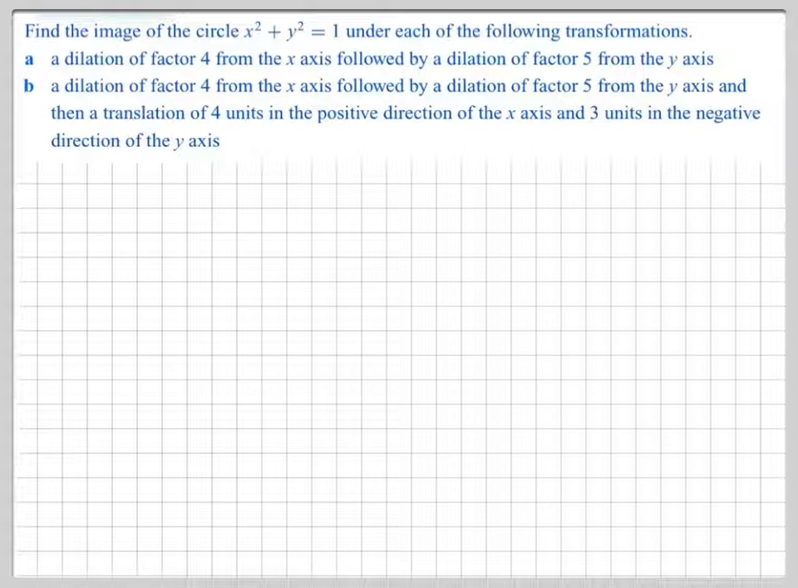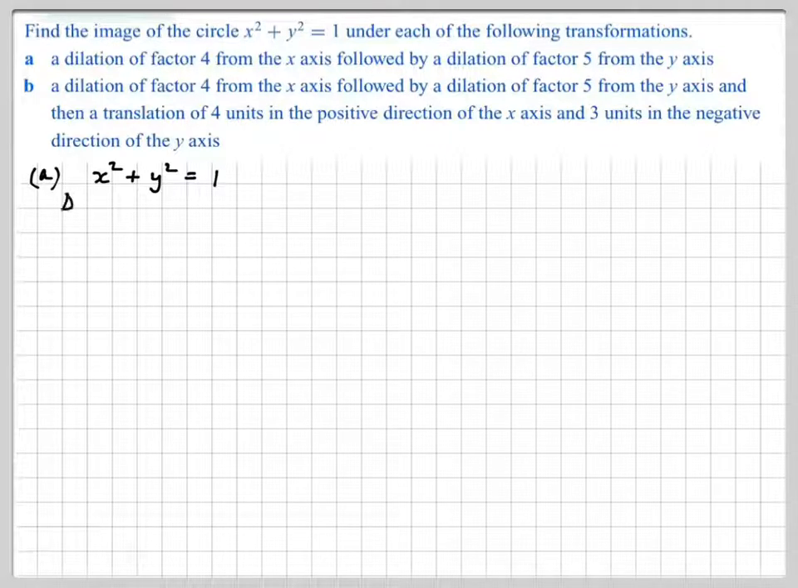In part A, we're going to dilate it by a factor of 4 from the x-axis, that means in the y direction, if you think about that, followed by a dilation of a factor of 5 from the y-axis, and of course that is in the x direction. Now there's two ways to do these, and I'm going to show you both ways just in case you haven't got it from your methods work, okay? This is really just getting into maths methods now, okay?